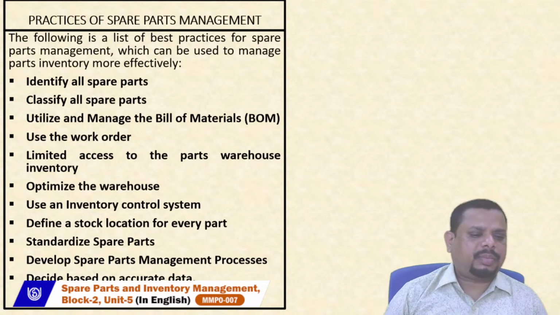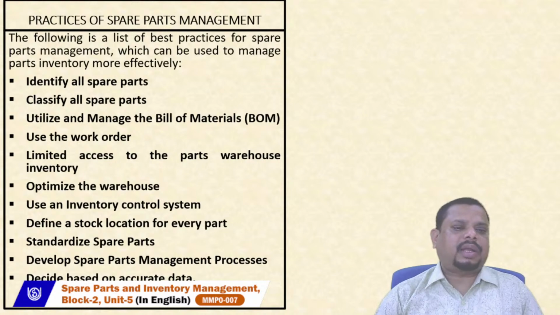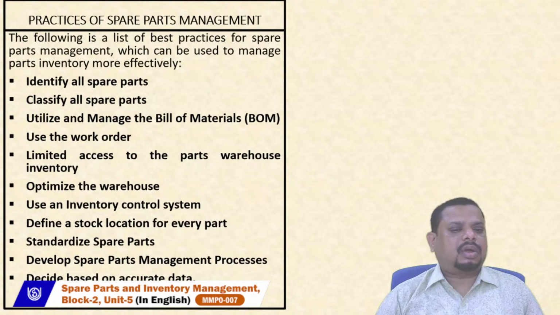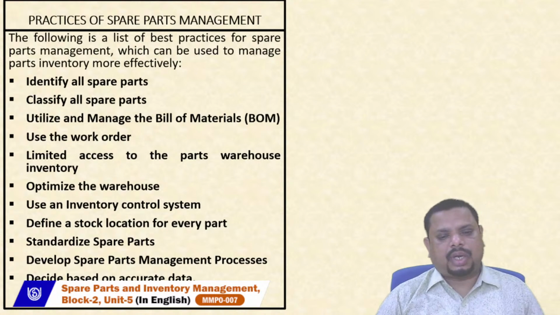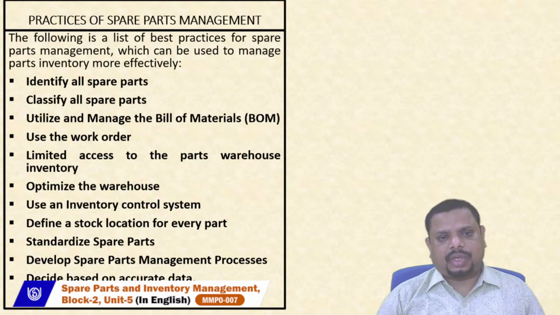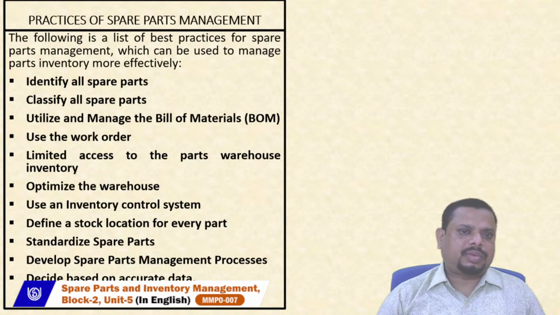The last one is decide based on accurate data. Whatever you have identified and classified, maintain the bill of material, work order, limited access to the warehouse, and optimize the level of inventory. All the data should be accurate and should be recorded for future actions as well as to review past failures in maintaining spare parts. So these are the practices basically used in spare parts management.